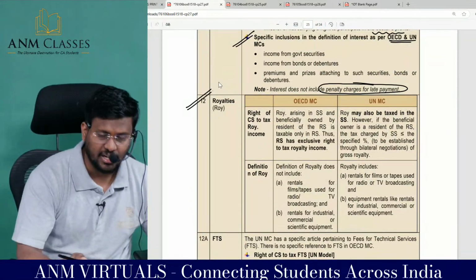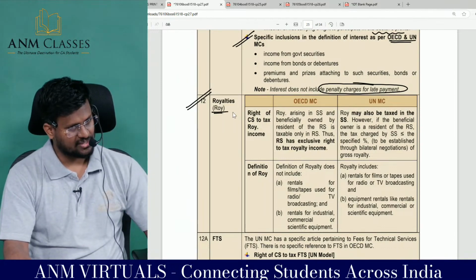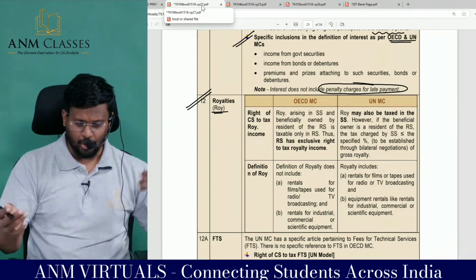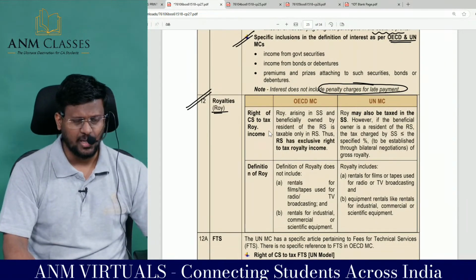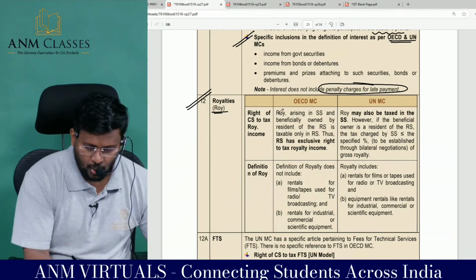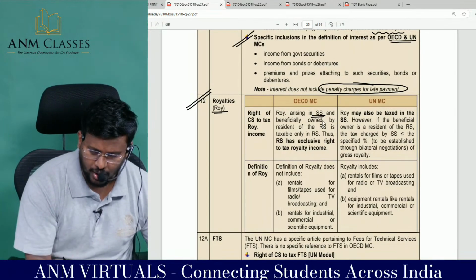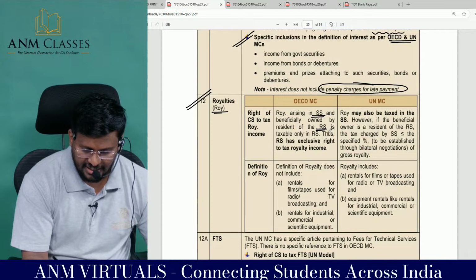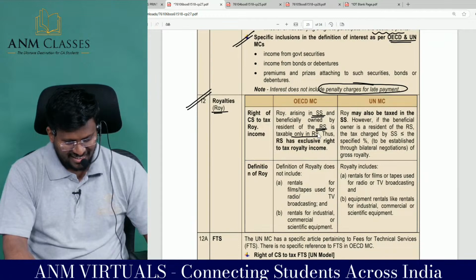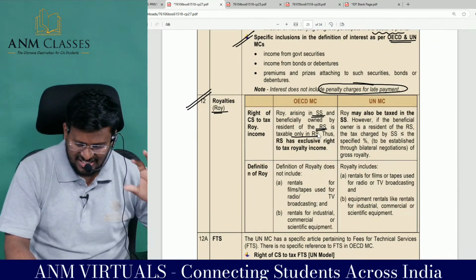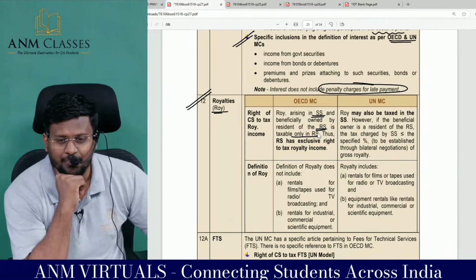Coming to, sir, Article 12, ROI. What is ROI? Royalties. We have the OECD model and the UN model. The right of a contracting state to tax royalty income is the first discussion. The OECD model says royalty arising in one state and beneficially owned by a resident of the other state is taxable only in the resident state. Thus, the resident state has the exclusive right to tax the income.